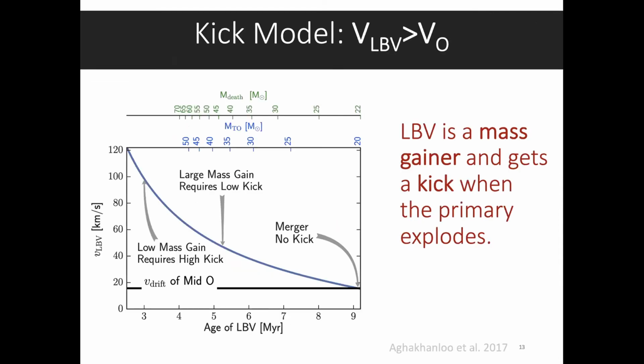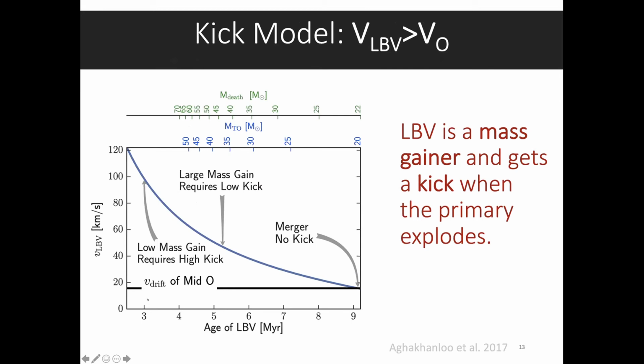So here you can see drift velocity of LBVs as a function of age. The blue curves are again our passive dissolution model, and the black solid lines the drift velocity of mid-type O stars just as a reference. On the right side is where LBVs are older than what they look like, and they don't need any extra velocity to reach the observed separations. In this case, they are mergers.